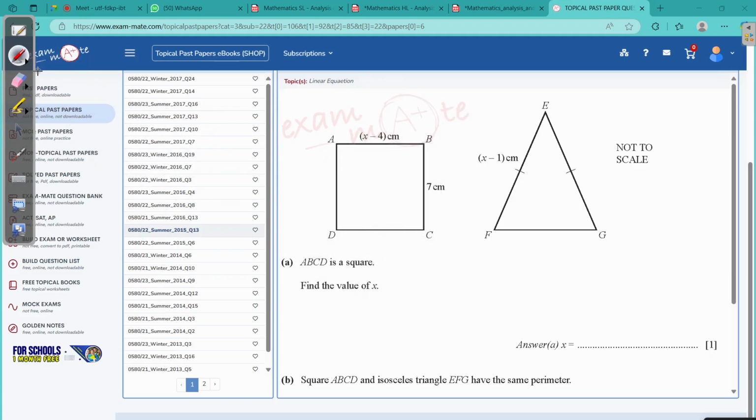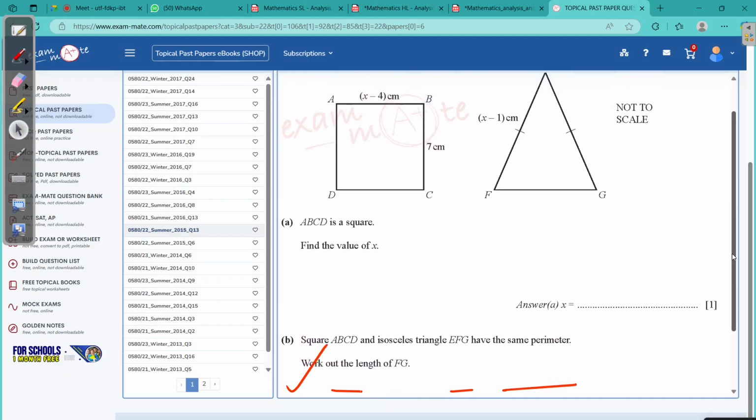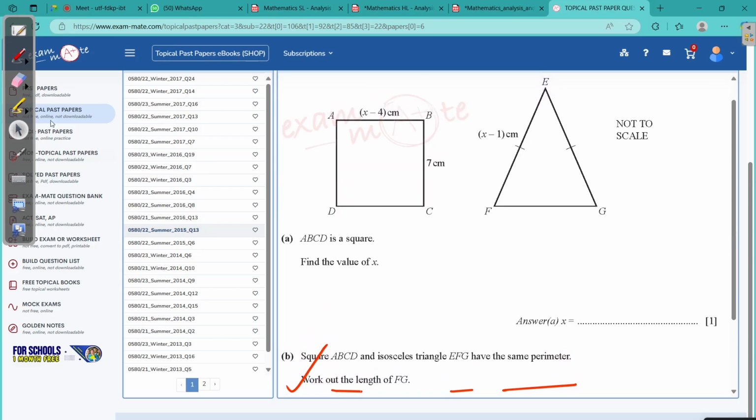Right. Okay. Please see this second one. Square ABCD and isosceles triangle EFG have the same perimeter. Then work out the length of FG. These all are very simple for you.